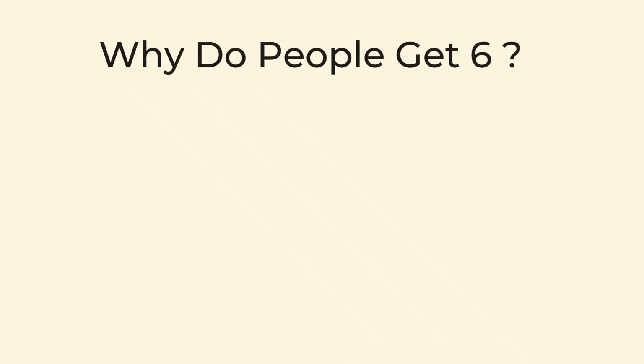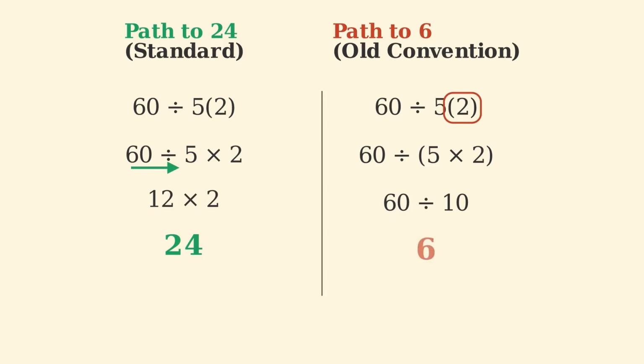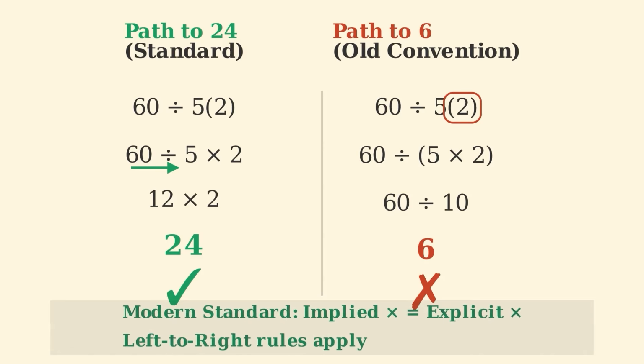So, where does the confusion leading to the answer 6 come from? It stems from an older, less standardized convention that often gave implied multiplication, like the 5 multiplied by the parenthesis, higher priority than explicit division. People who get 6 calculate the 5 times 2 first, getting 10. Then they finish the problem. 60 divided by 10 equals 6. While this convention existed, it is not the rule used in modern mathematics, modern calculators, or programming languages.